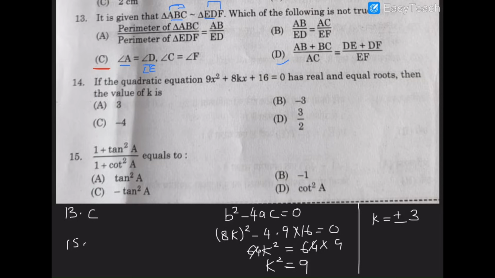15th, 1 plus tan square A by 1 plus cot square A. You can write this as 1 by cot square A. So it will become 1 plus tan square A by 1 plus tan square A into tan square A. So your answer A is the correct one for the 15th.